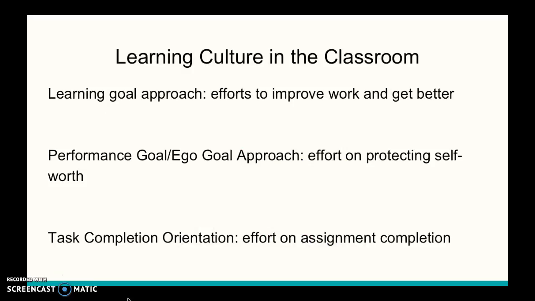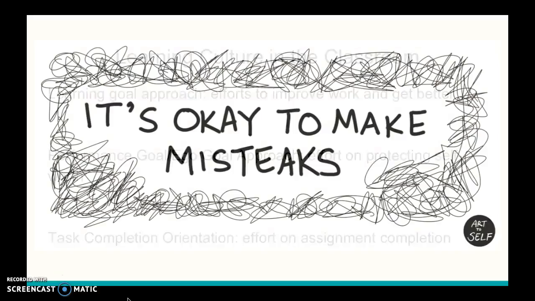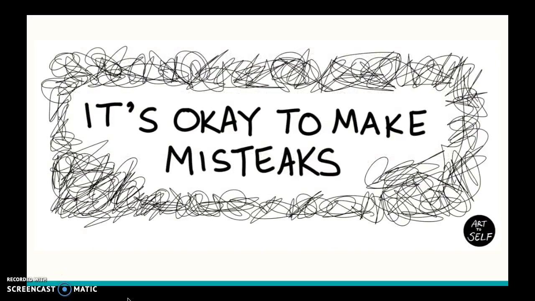There are 3 different learning approaches that you may find in the classroom. The learning goal approach is where we want to see students working to improve and get better, not just protect self-worth and simply complete all assignments. Students need to know that it's okay to make mistakes.